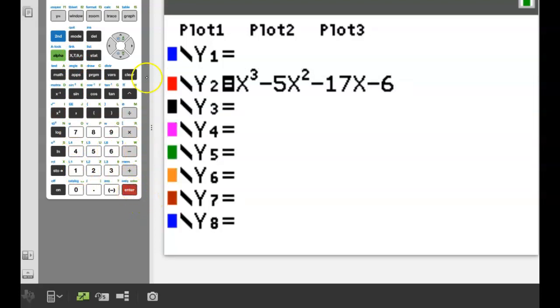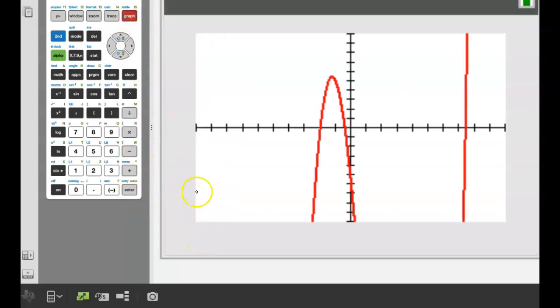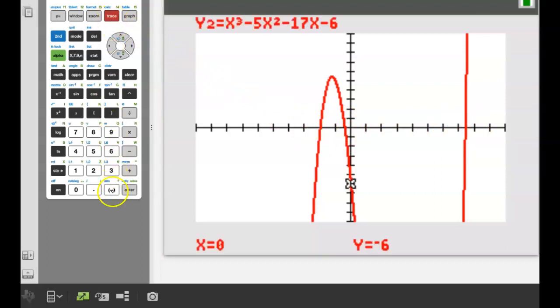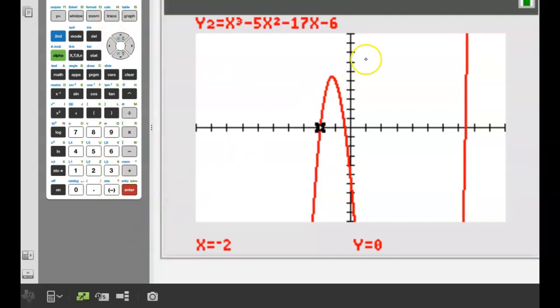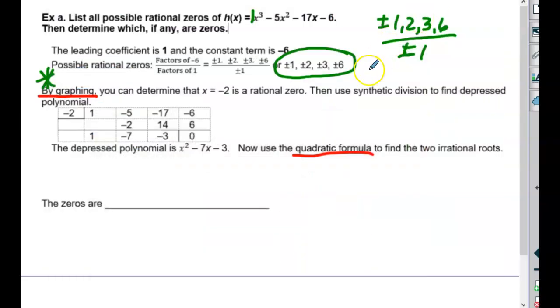All right. If I graph this, I can just use a standard window, or I could change it, doesn't matter. Can you see any that you think are nice? This doesn't look nice. This doesn't look nice. That one looks like it might be -2. So if I do trace -2, okay, that one's good. You could also look at the table and see if there's one that's nice. So -2 worked. Now, do you remember what we did yesterday when we found one that worked?